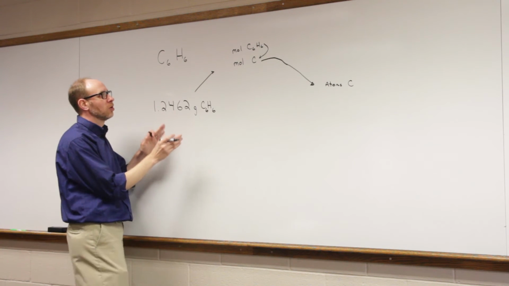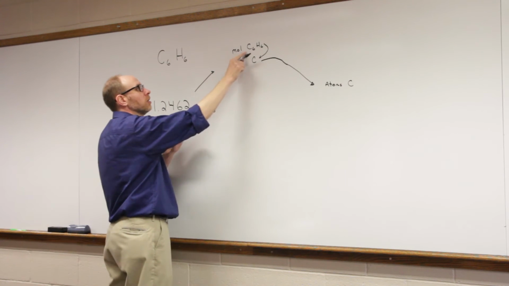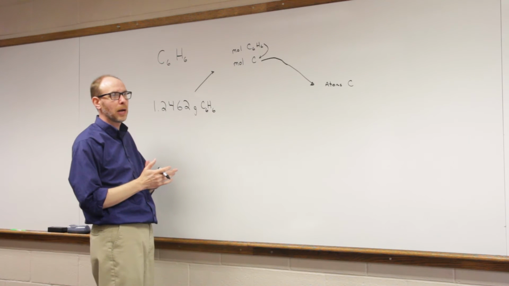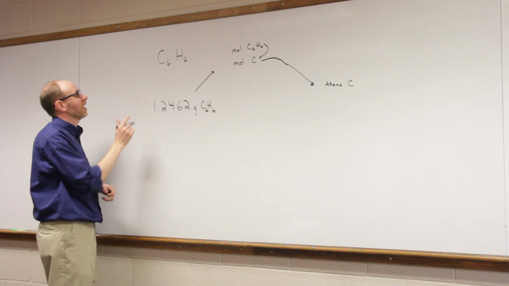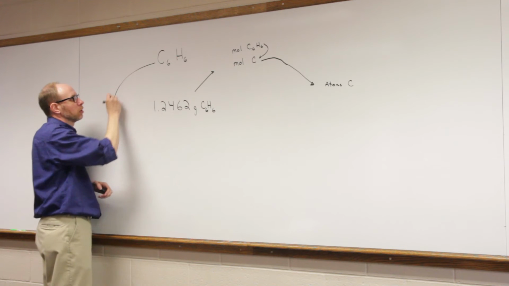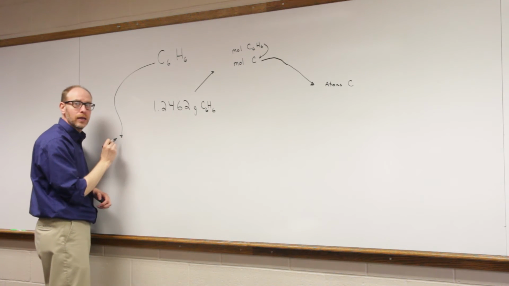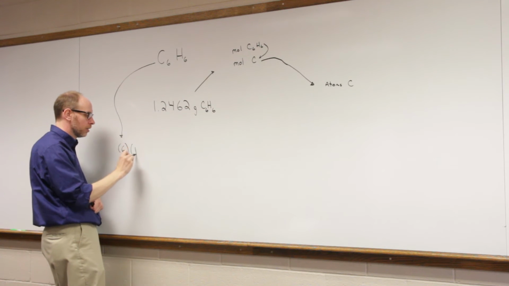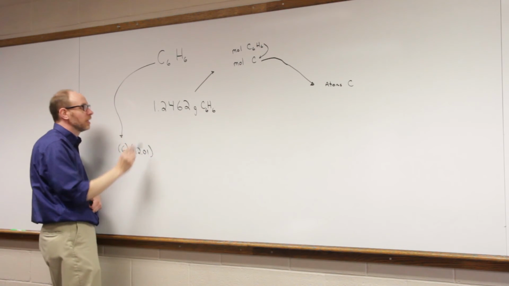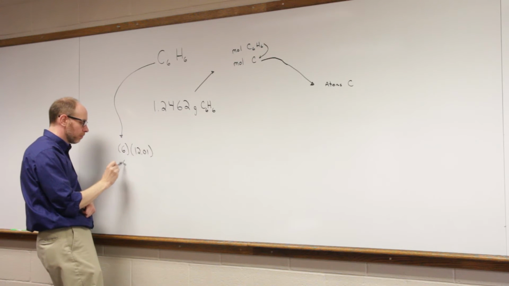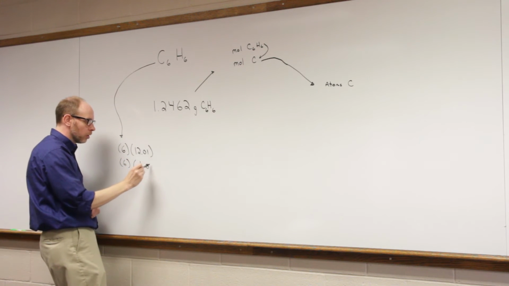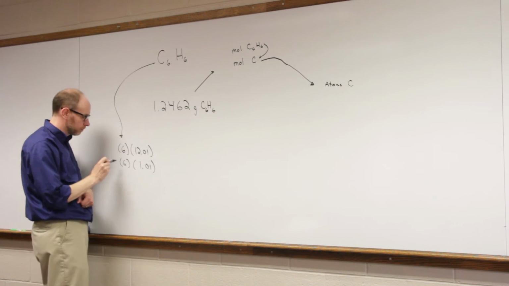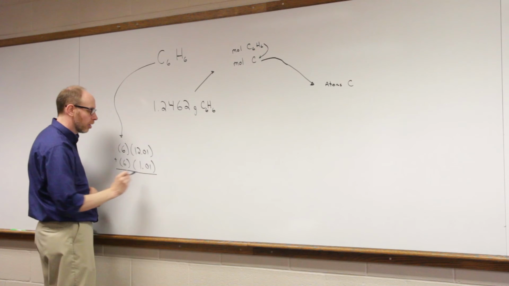The first step is we need to get from grams of benzene to moles of benzene. And to do that, we need to know what the molar mass of that compound would be. Remember C6H6, the way that we would determine the molar mass is we would say there are 6 carbon atoms, so 6 times 12.01, and there are 6 hydrogen atoms, 6 times 1.01. Those are just the atomic masses of carbon and hydrogen. We would add that all up together.